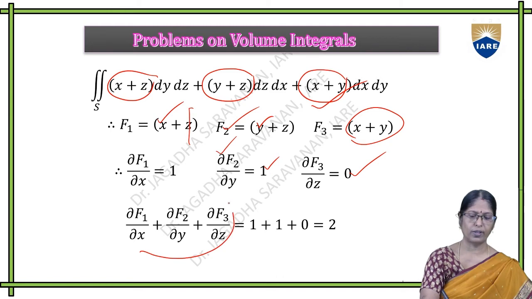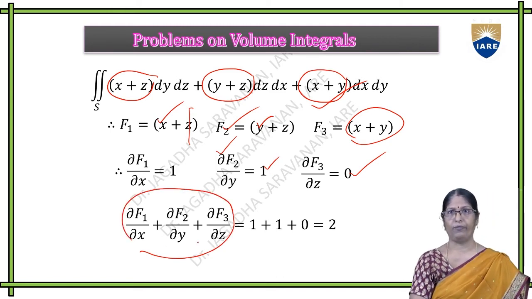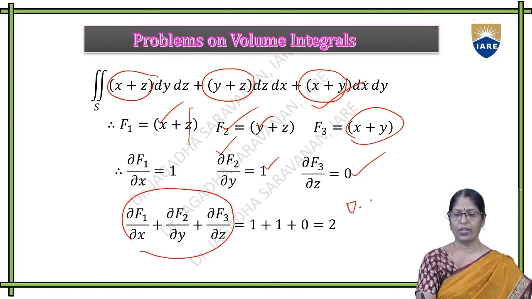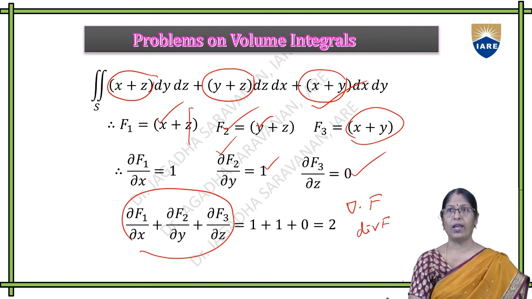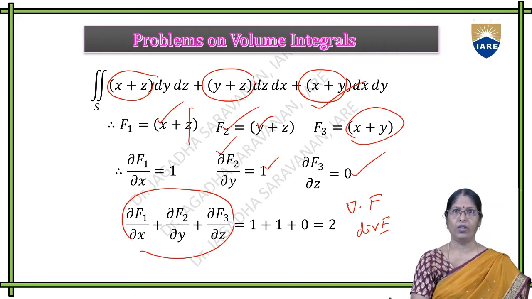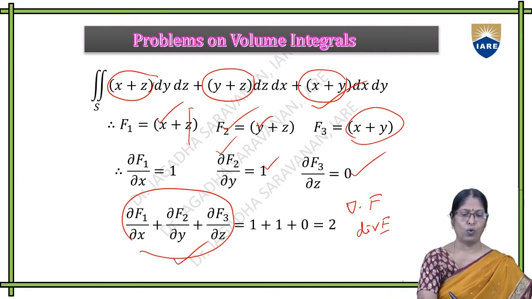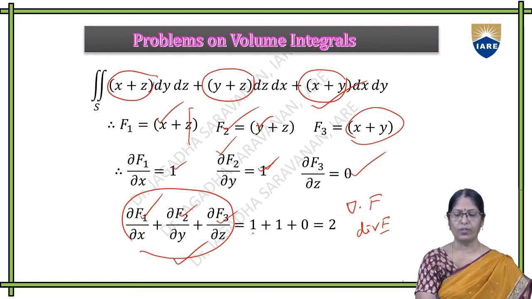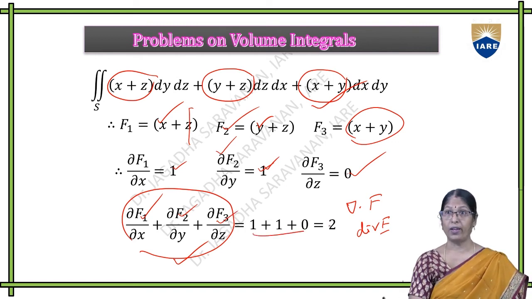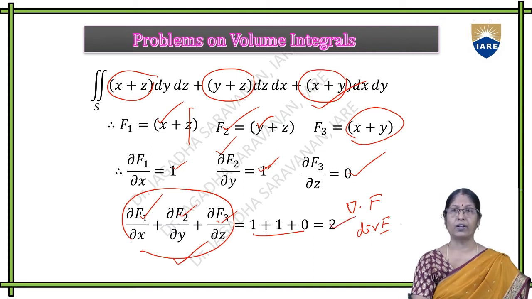Now we know this is del dot f. We can also write it in this format, gradient dot f. It's nothing but div f, the divergence of our function f. It's dou f1 by dou x plus dou f2 by dou y plus dou f3 by dou z. So we obtained 1, 1, and the last one is 0. We substituted and obtained the divergence of f, and the result is 2.